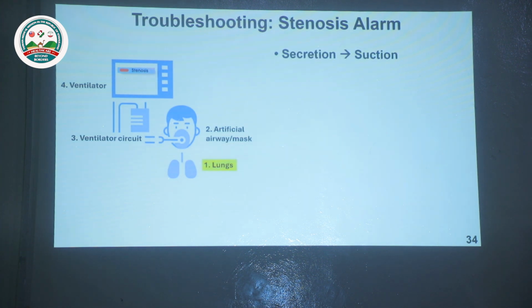Okay, so I list some common problems associated with a stenosis alarm. The most common thing is secretion. So secretion blocks or accumulates in the airway of the patient. Maybe when you do auscultation, you can hear crackles or diminished breathing sounds. So you need to do suction.